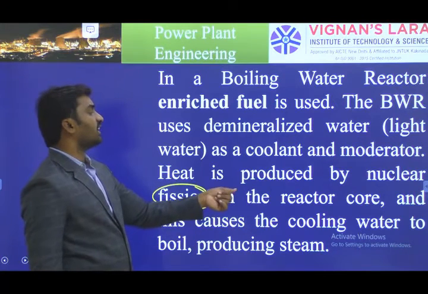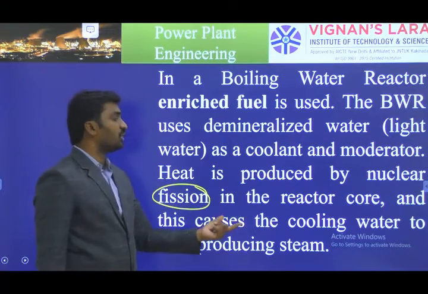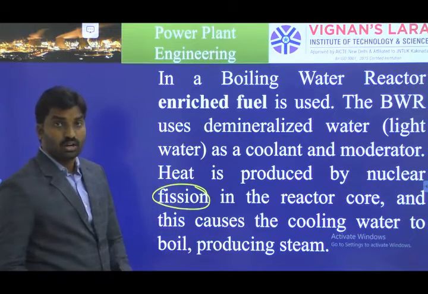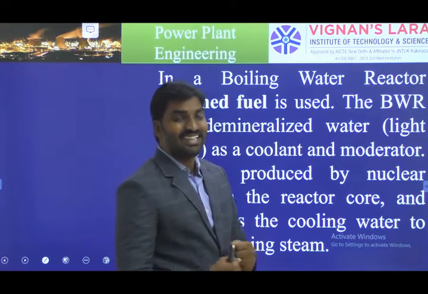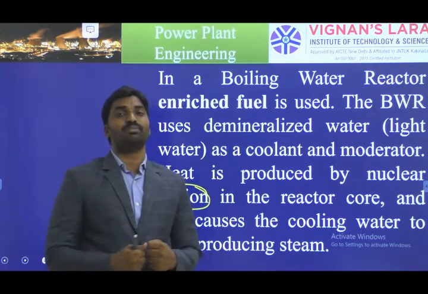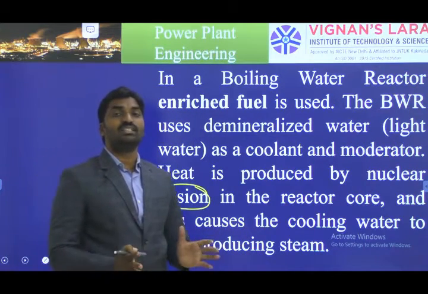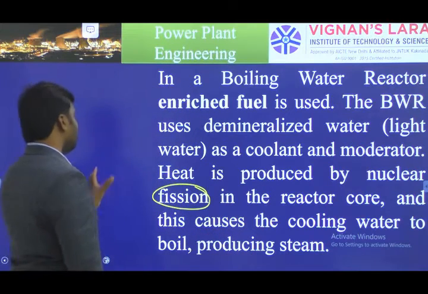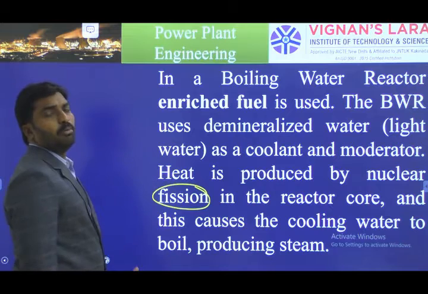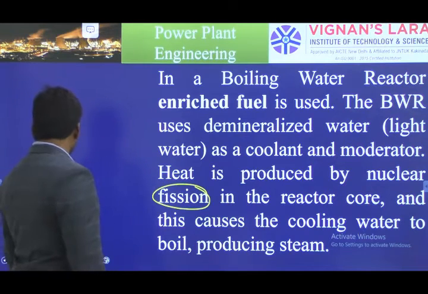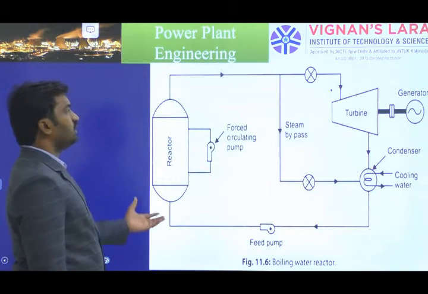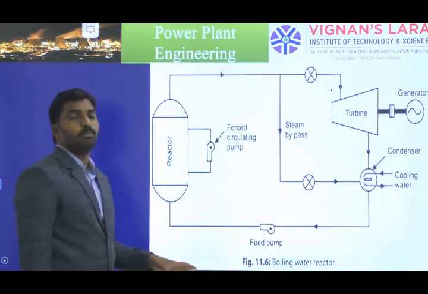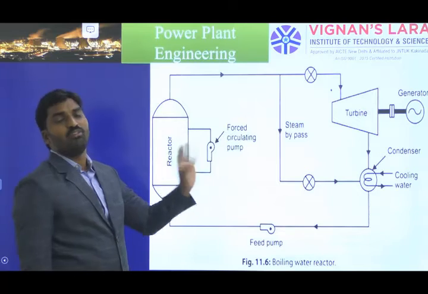So fission occurs in the reactor core and this heats the water while producing the steam. So here what happened, the heat is continuously released, the heat is absorbed by the water and that water is converted into the steam format. Okay. So this is the working principle of a boiling water reactor. And see the cyclic diagram here. Okay. So it's a very important layout of a boiling water reactor.